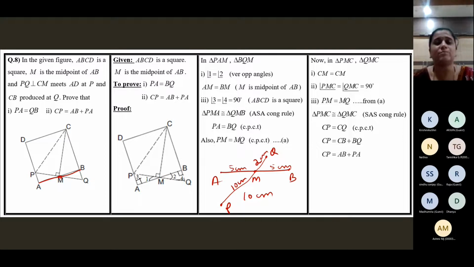Maybe later in our proof, we will get this result that PM is equal to MQ. That's a different thing. As of now, we cannot say that PM is equal to MQ. All right? Yes, ma'am. Good.